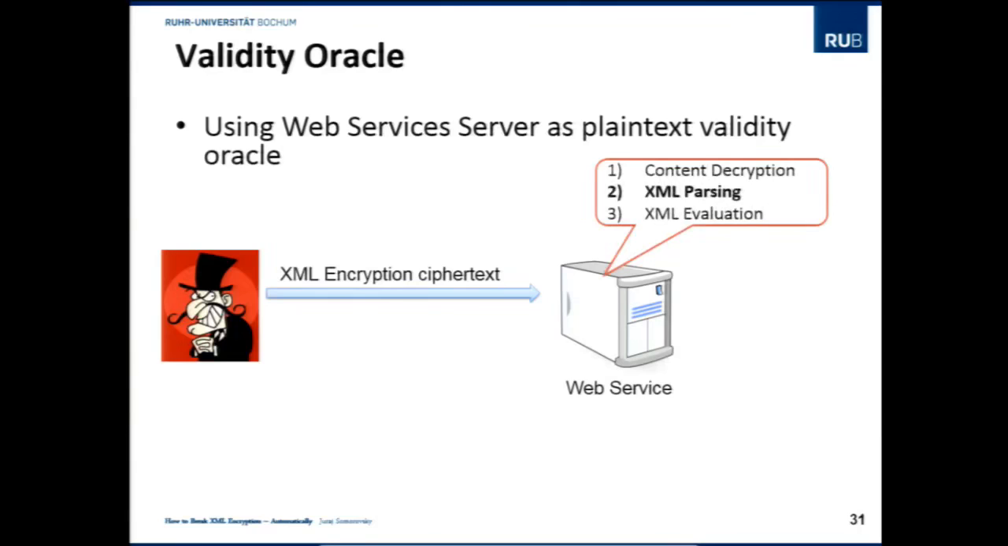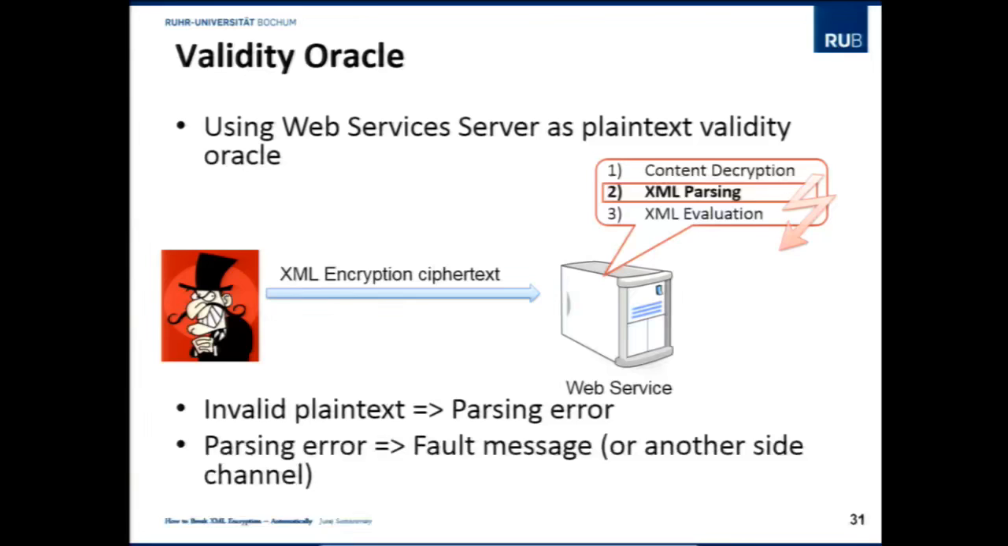First, the message is decrypted. Then the message should be parsed, as already mentioned. And then there is some evaluation of a business logic operation. The problem is that there is this XML parsing step, and if this parsing step fails, then we get a failure. So if we send invalid plaintext to the web service, we get a parsing error, and from this parsing error maybe we get a fault message. This could be problematic because it could be used as a side channel.